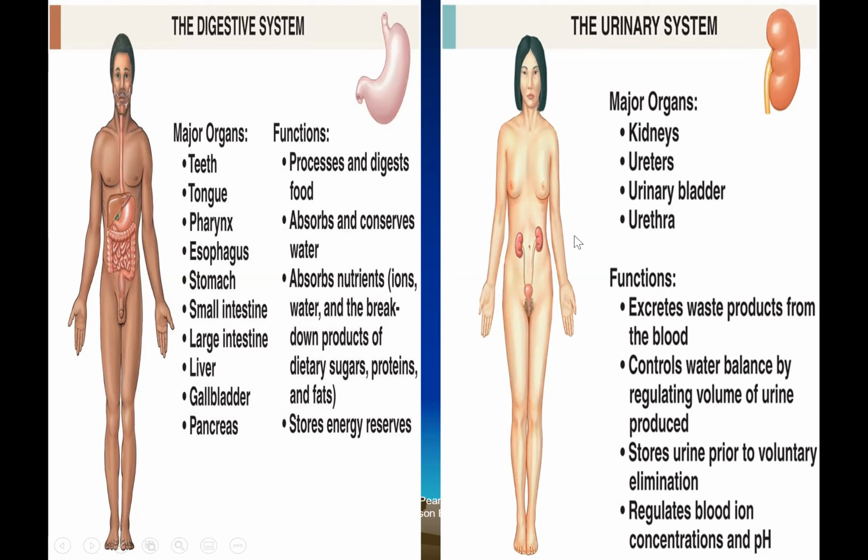Urinary system is made up of the kidneys, the ureters, the urinary bladder, and the urethra. Main function is to excrete the waste product. It'll cleanse the blood. So as the blood runs through the kidneys, it'll filter, and all the toxins will be gotten rid of. It plays a huge role in maintaining your blood volume. So it controls the water balance by regulating the volume of urine produced. It also plays a huge role in maintaining electrolyte concentration in your blood, the pH concentration.